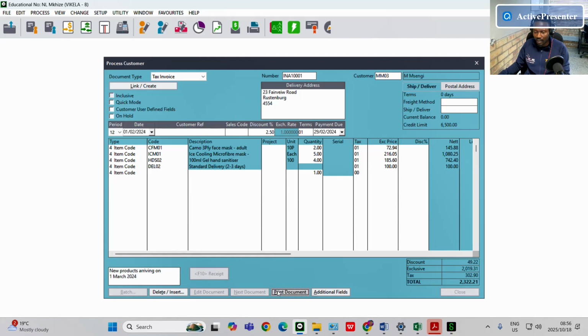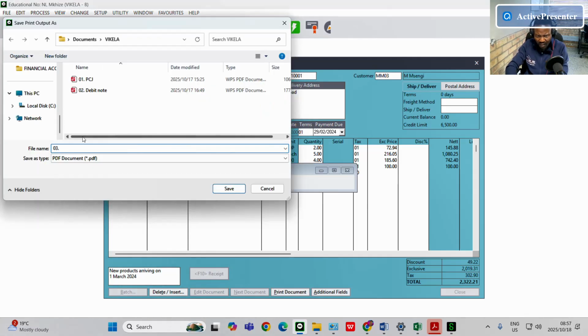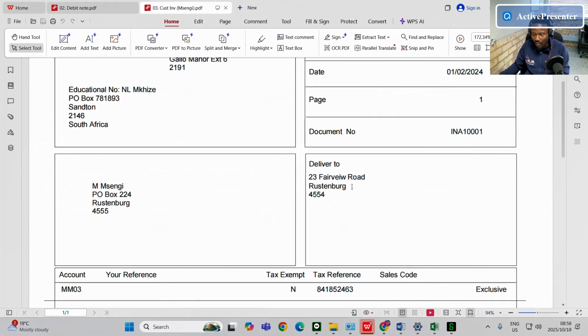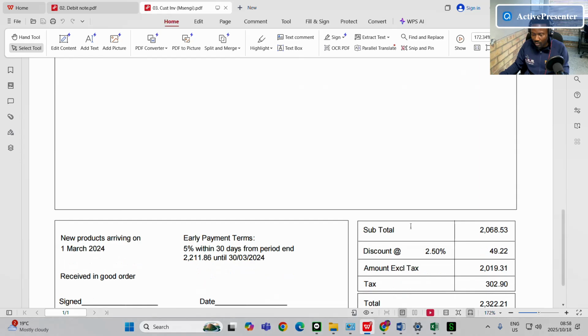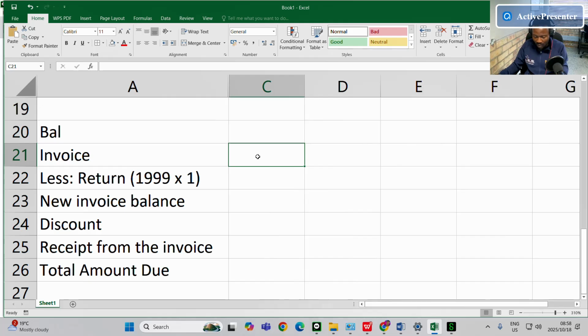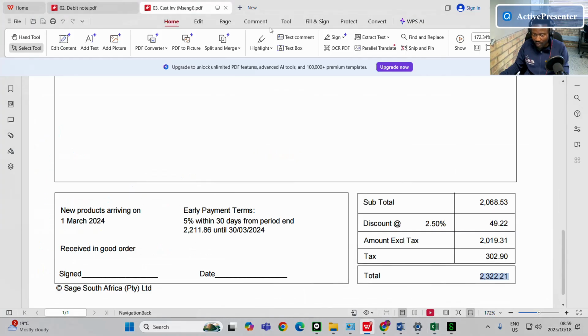Okay, I can then print. So it's 03, and then this is customer invoice. Obviously, this one is from saying. Okay, I think I can now deal with, right? So to do this payment, obviously I need the invoice amount. In this case, it's 2,322.